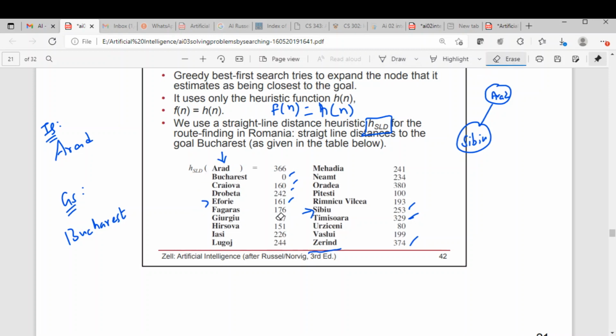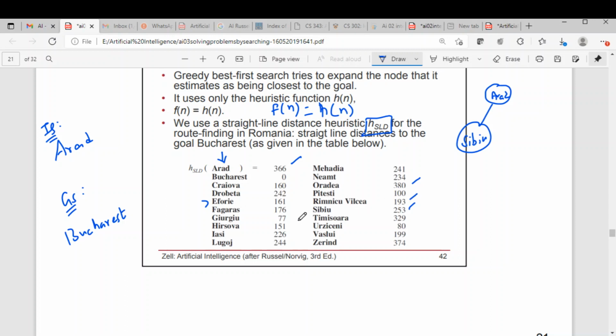Delete other things, otherwise it will confuse. So the cost of reaching Bucharest from Arad is 366. And what's the cost of reaching Bucharest from Oradea? Where is Oradea? 380. And what's the cost of reaching Bucharest from RV? 193.